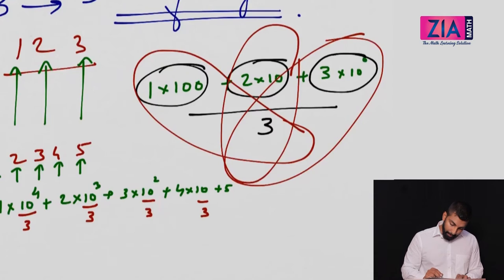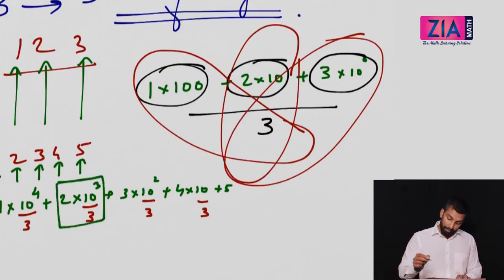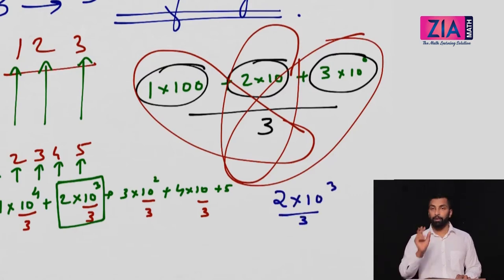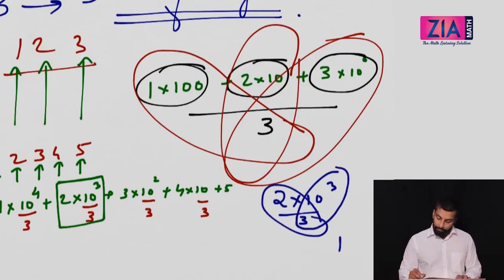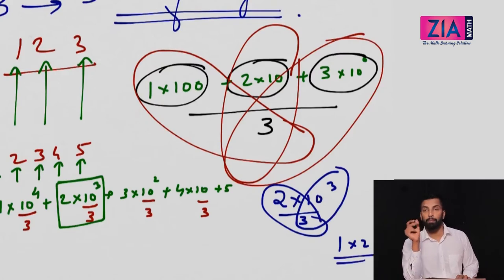Or you take this part alone: 2 into 10 cube by 3. So I am taking 2 into 10 cube divided by 3. Can you tell me the remainder in that case? I know 10 cube by 3 I will get remainder 1. Then 2 by 3, what is the remainder? 2. So the actual remainder will be the product of individual remainders. 1 into 2, so that is 2.